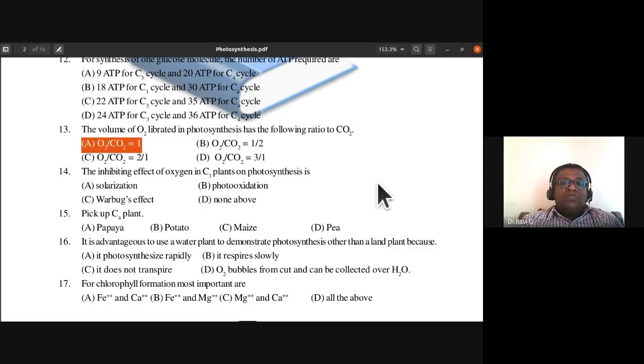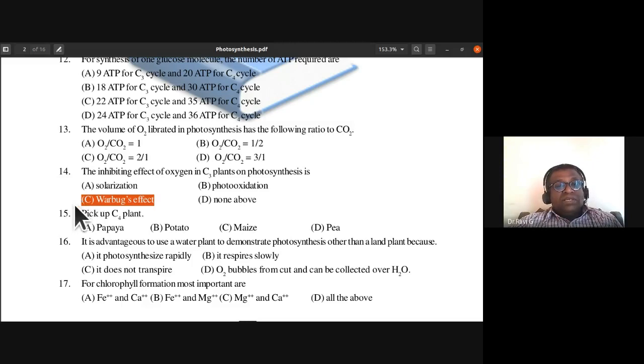So the 14th one: the inhibiting effect of oxygen in C3 plants on photosynthesis is called solarization, photooxidation, or Warburg's effect? None of the above. The inhibiting effect is photorespiration, whenever oxygen is there in C3 plants. The inhibiting effect of oxygen on photosynthesis in C3 plants is called Warburg's effect. So you remember, photorespiration is also called Warburg's effect.